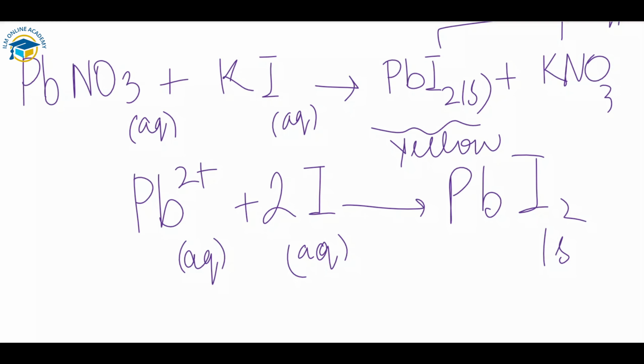So these are the ions that take part in the chemical reaction, and this is the ionic equation for this one. This ionic equation is the simplified equation for a reaction that shows only those ions of the ionic substances which actually take part in the chemical reaction.